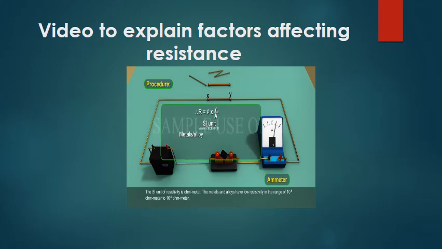The metals and alloys have low resistivity in the range of 10 to the power of minus 8 ohm meter to 10 to the power of minus 6 ohm meter. Insulators like rubber and glass have resistivity of the order of 10 to the power of 12 ohm meter to 10 to the power of 17 ohm meter. The alloys don't oxidize or burn readily at high temperatures. For this reason, we can use them in heating devices like electric iron, toaster, bulb, etc. Whereas copper and aluminium are used for power transmission lines.